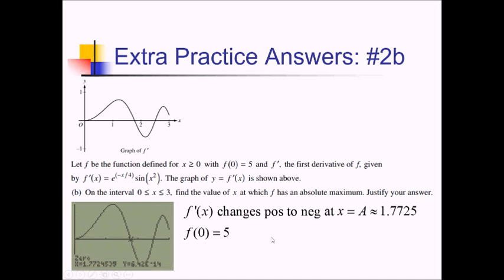Next we could do f of a. Now to find f of a, I'm starting with this value of f of 0, which is 5. And to that, I am going to add an integral from 0 to point A of f prime. So just using my fundamental theorem here. And I'm going to have to go on the calculator and do that.